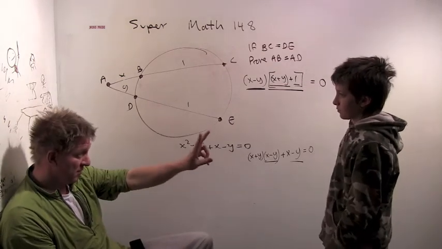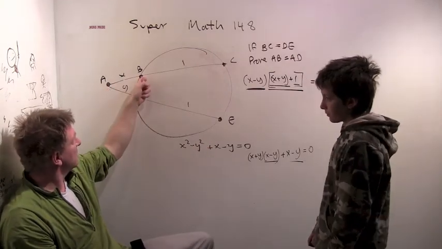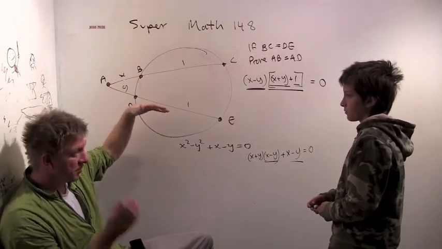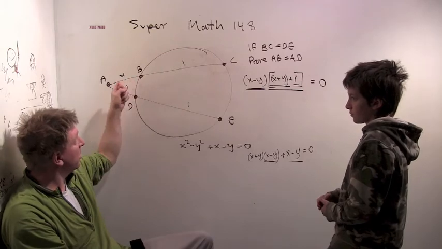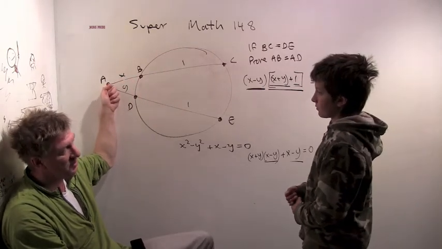But remember, when you're outside the circle, it's the short segment times the whole segment. And as I explained when we were talking about it, it's the same thing inside the circle. You're always measuring from the point. That's kind of the hint as to why it's called the power of a point.